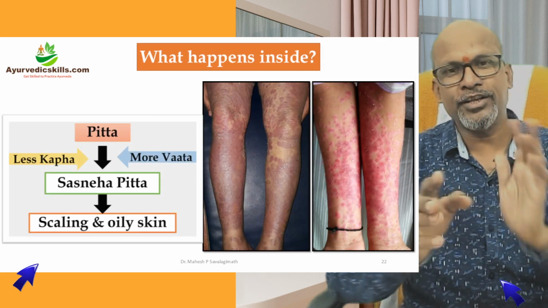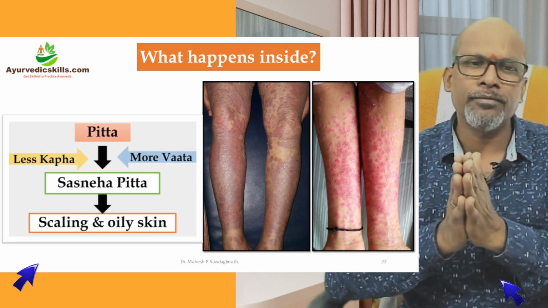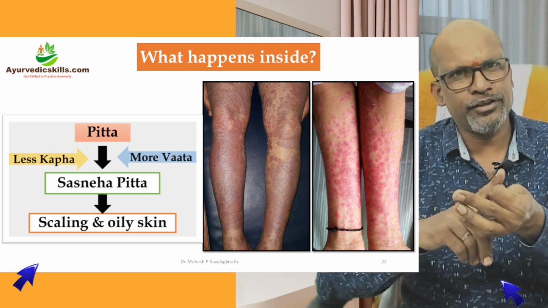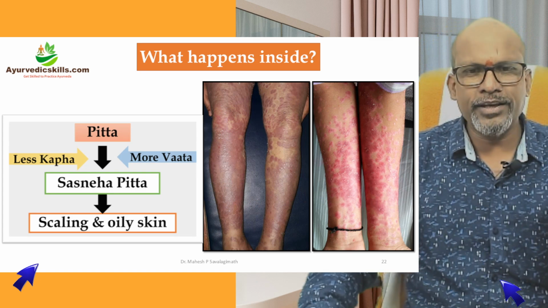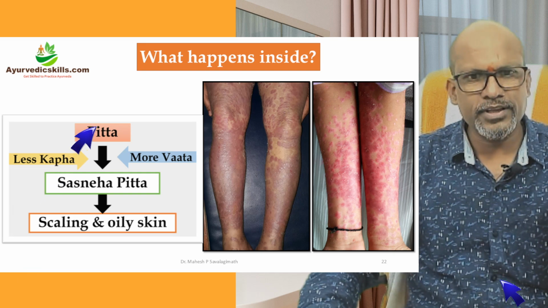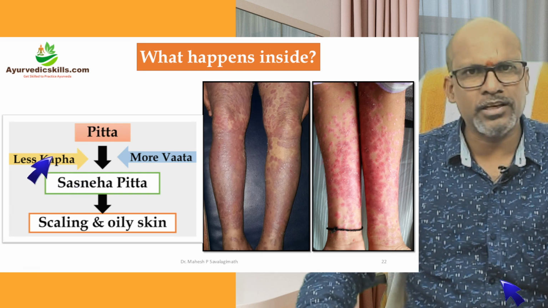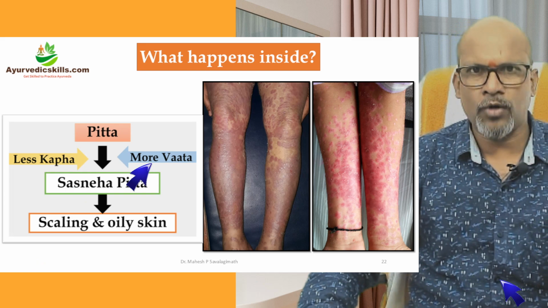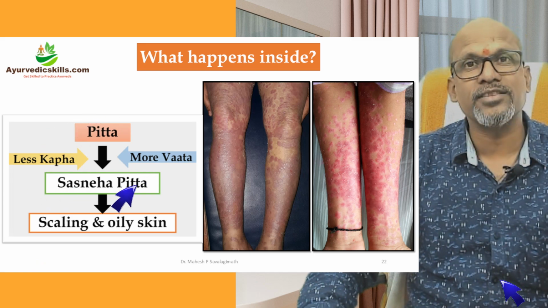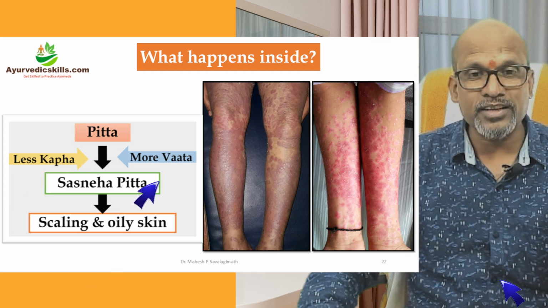Continuing with the Paaka. What we saw in the beginning, where Drava Pitta is there, Kapha is more, less Vata is there, right? Now here, Sasneha Pitta is there. Pitta is not that much Drava, a little Kapha is also there, and a little bit more Vata is there. So then what happens? It will become Sasneha Pitta. In these conditions, what happens?